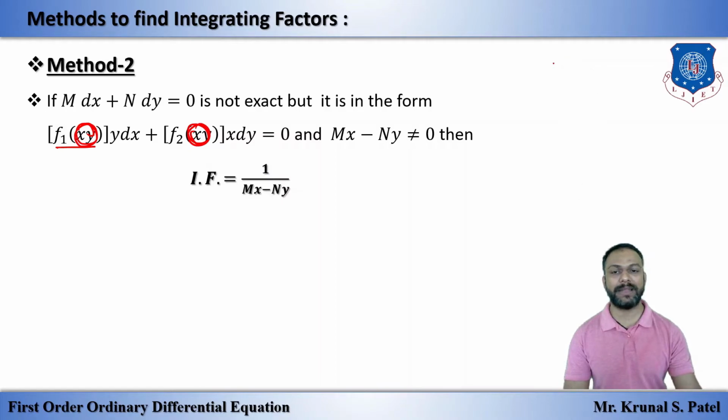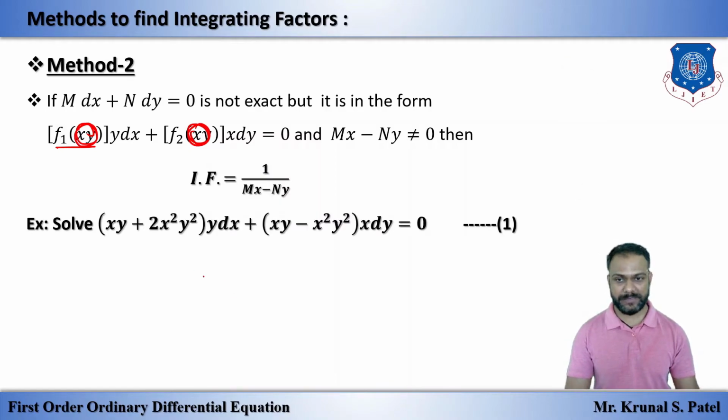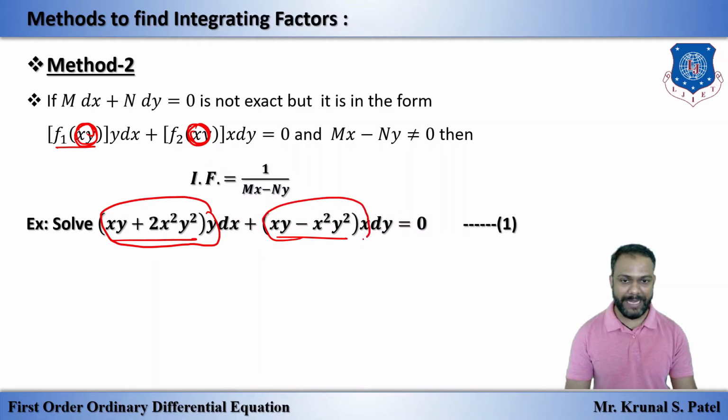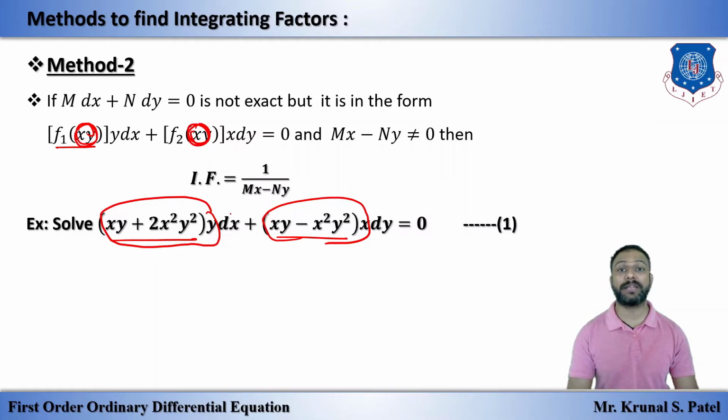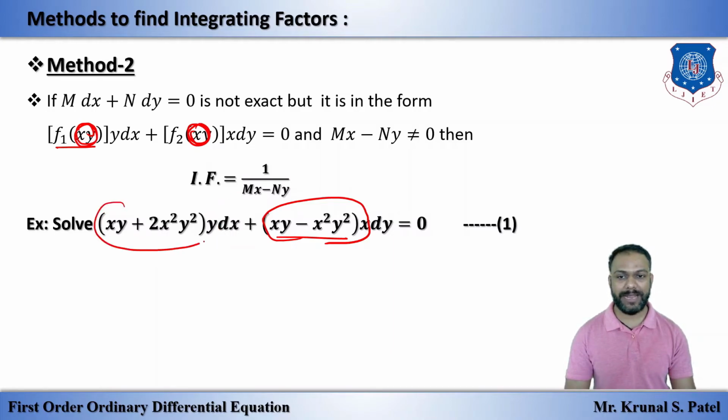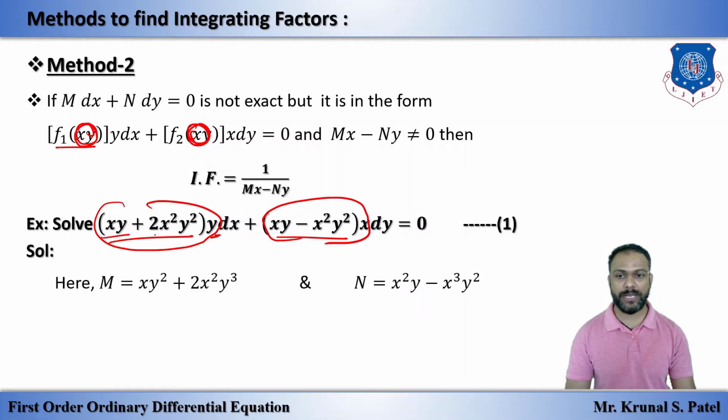To understand this method better, we have this example. First we will start with the M dx and N dy. What is M? This entire part is our M and this entire part is our N. First we have to check whether it is exact or not exact. If it is exact, then there is no need to find this IF, and you go with the flow of the previous lecture. But if it is not exact, in that case we have to find IF. So this is our M. We will multiply y into this bracket, so M is equal to this, xy square, 2x square y cube, and if you multiply x into this bracket, x square y and x cube y square.